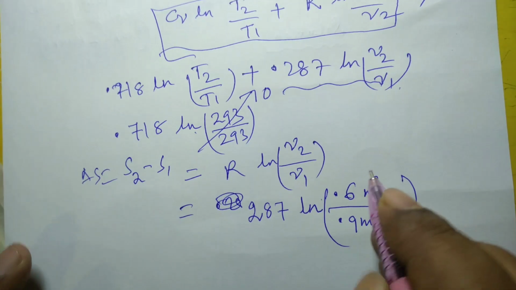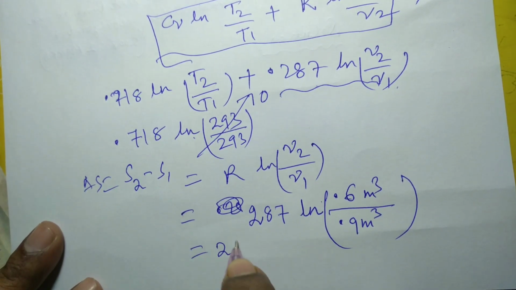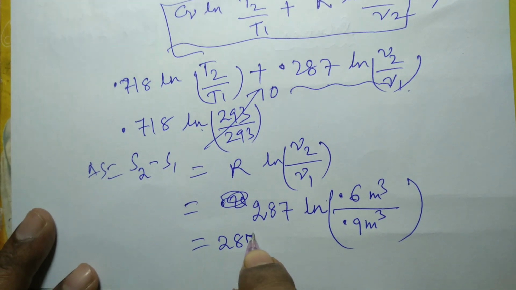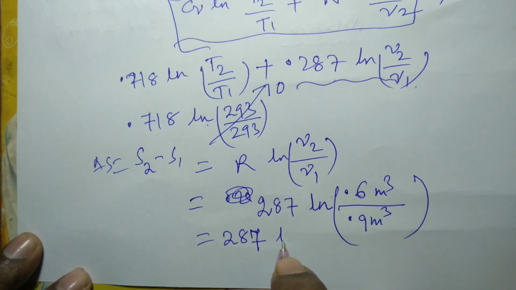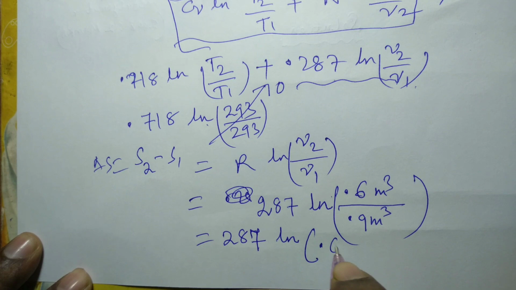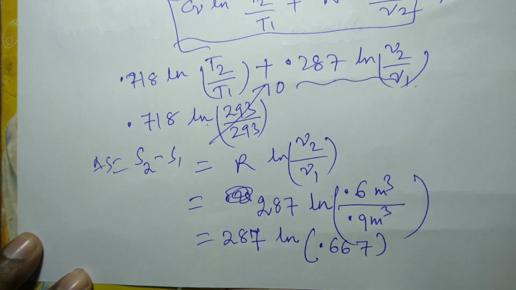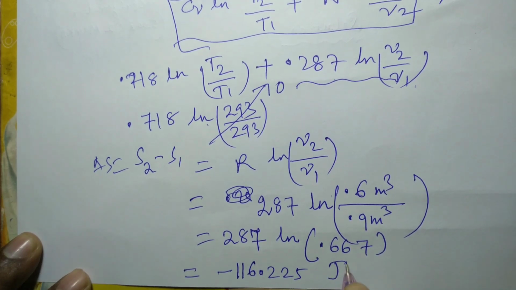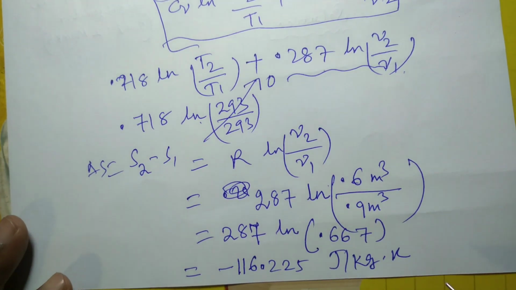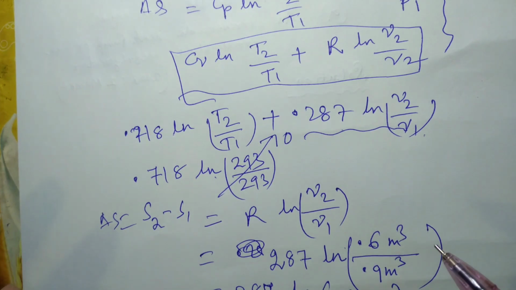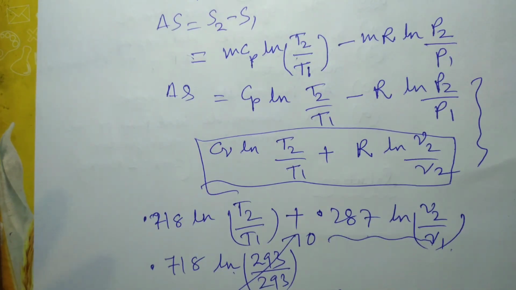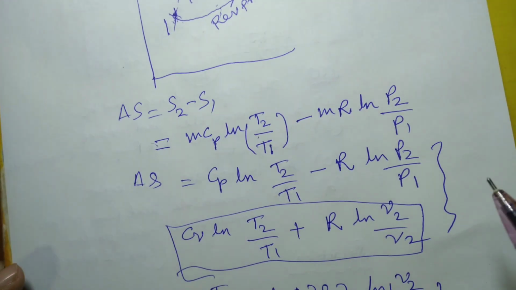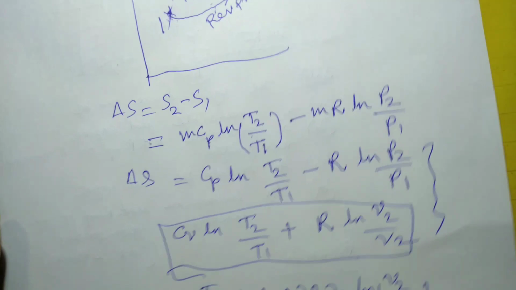So this is equal to 287 ln 0.667. This is equal to minus 116.225 joule per kg Kelvin. So in fact there is a decrease in entropy of air when it moves from state 1 to state 2. When there is a decrease in volume, there is a decrease in entropy.